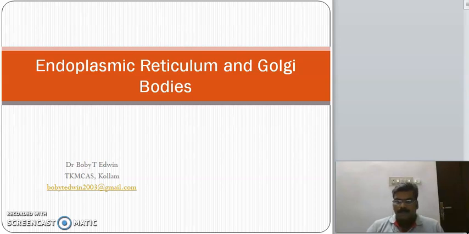In this class, we will discuss endoplasmic reticulum and Golgi bodies. These two are cell organelles. As they have so many similarities, we are discussing both together.